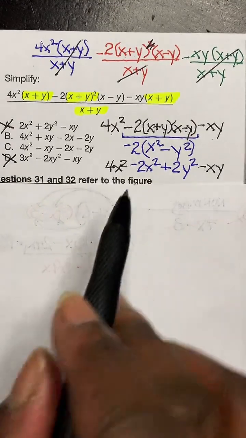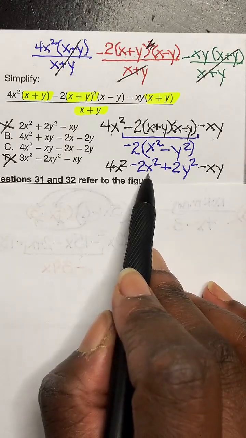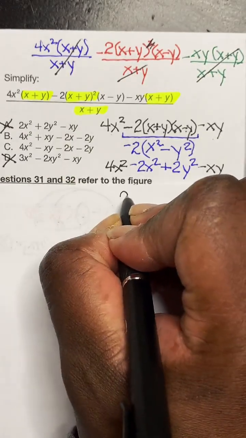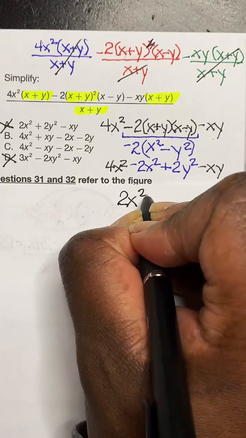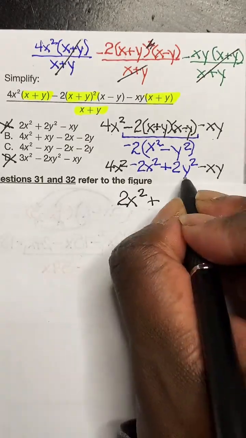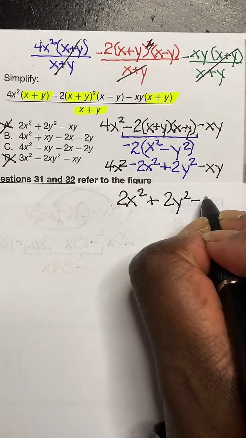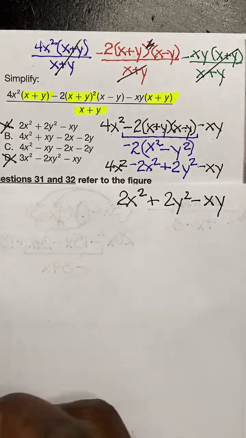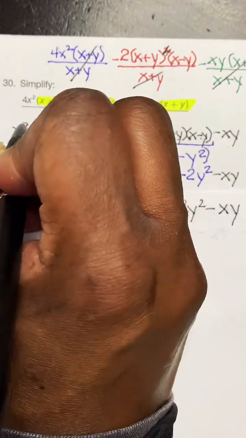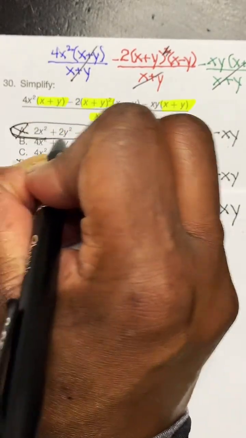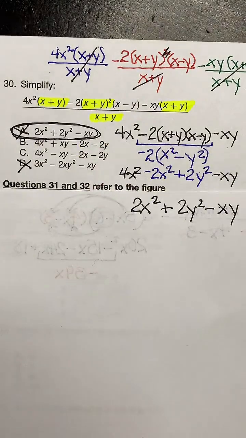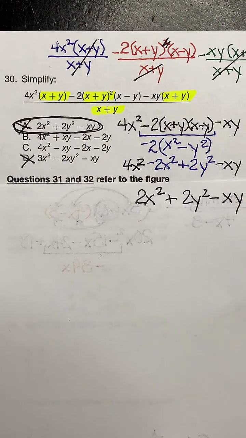So let's do this. 4x squared minus 2x squared gives me 2x squared. Oh, A is looking pretty good now. Plus 2y squared. Oh, A is looking good. Minus xy. So it is A. Look at the human being making the mistake, but here we go. All right.